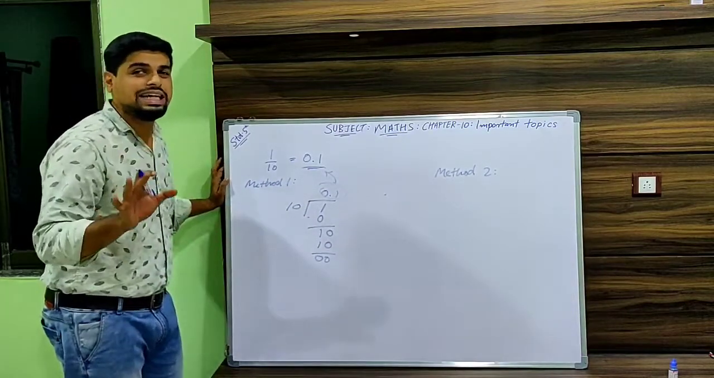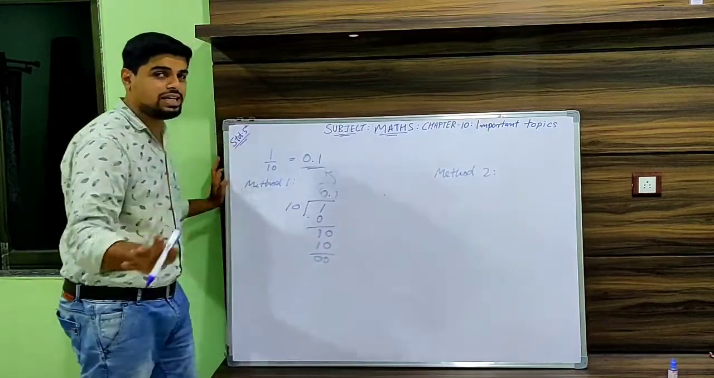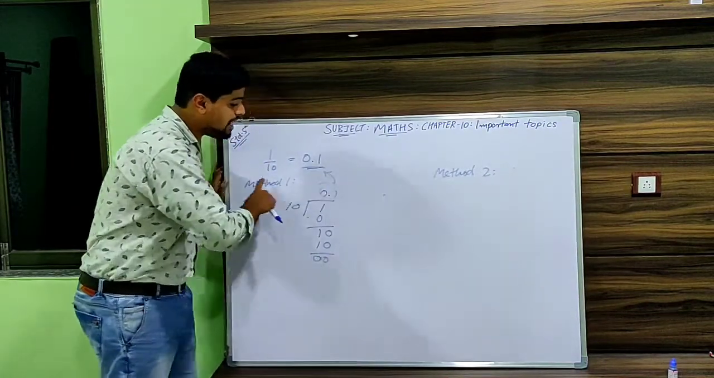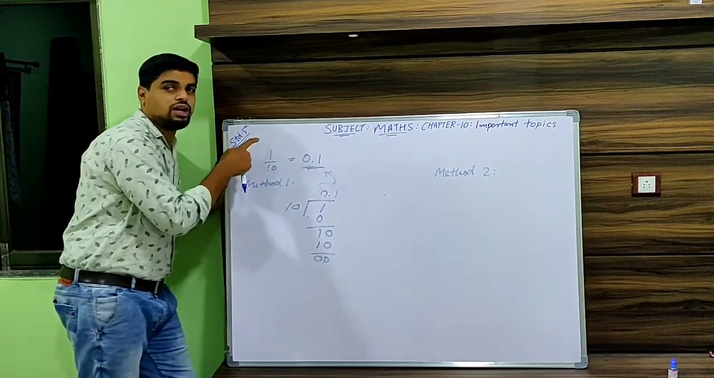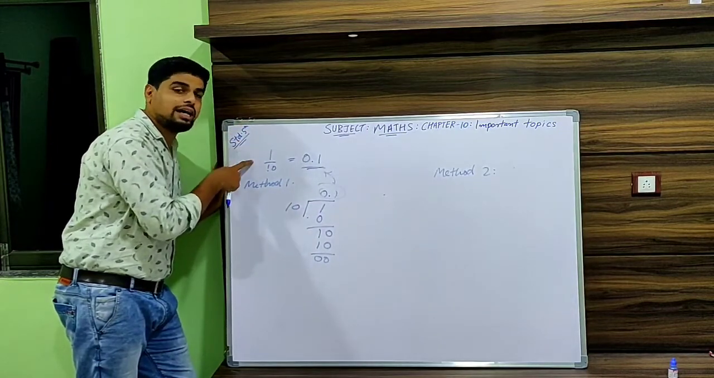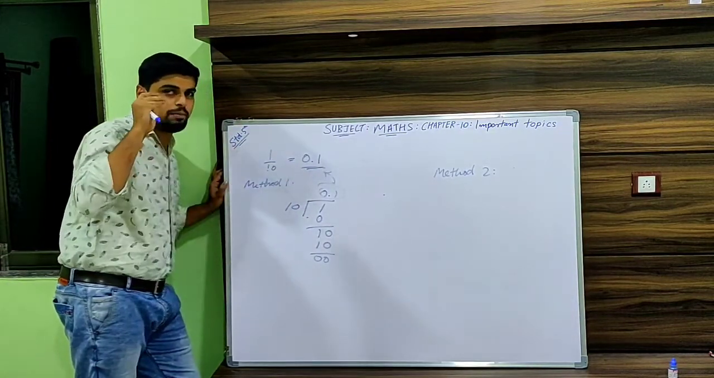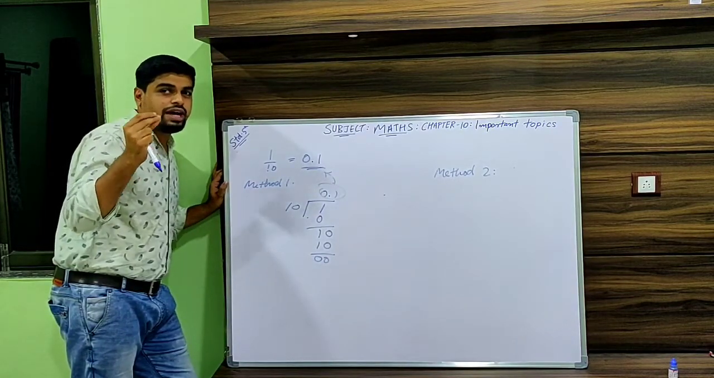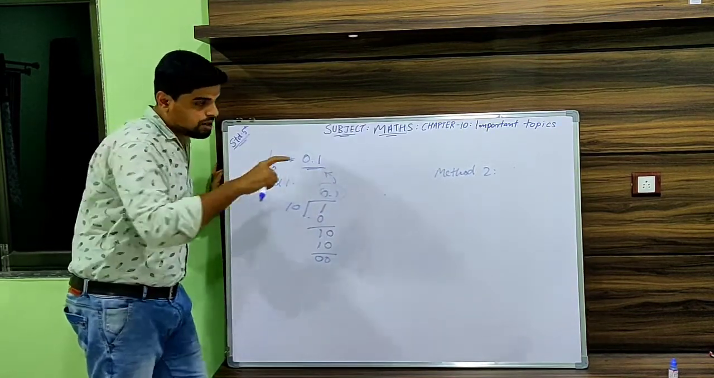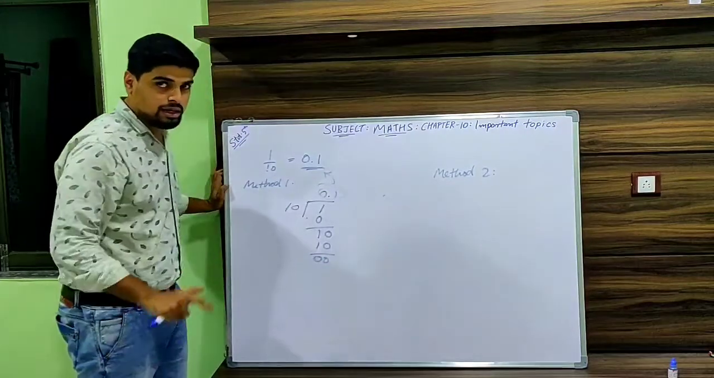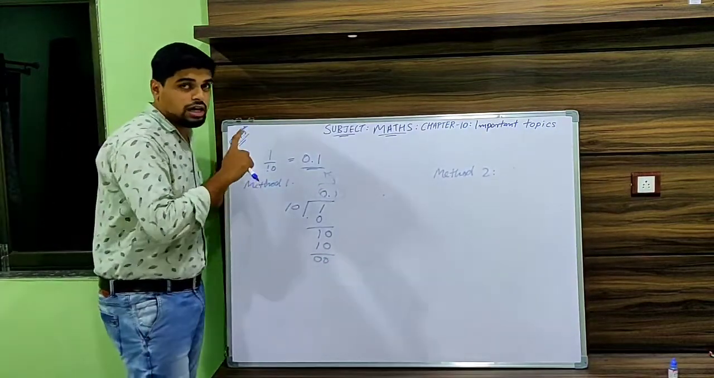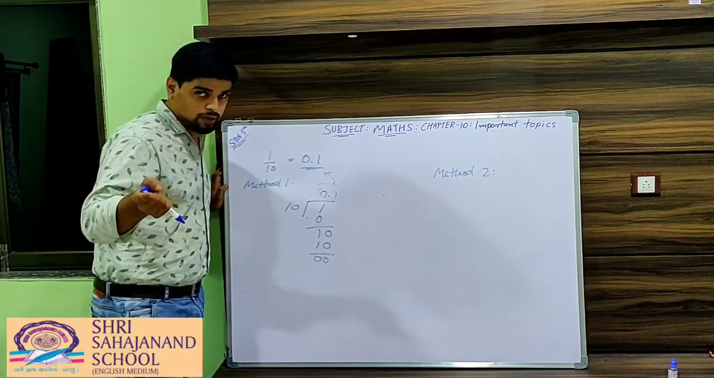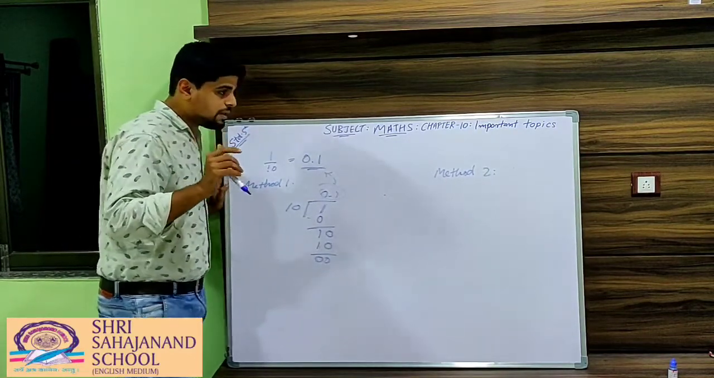Okay, and the next, second method is very simple. If you pay attention to this method, the entire concept of converting tenths and hundredths to decimal point will be very simple to you. So let's see what the second method is. Please pay attention, because related to this you may have a question in your unit test paper.